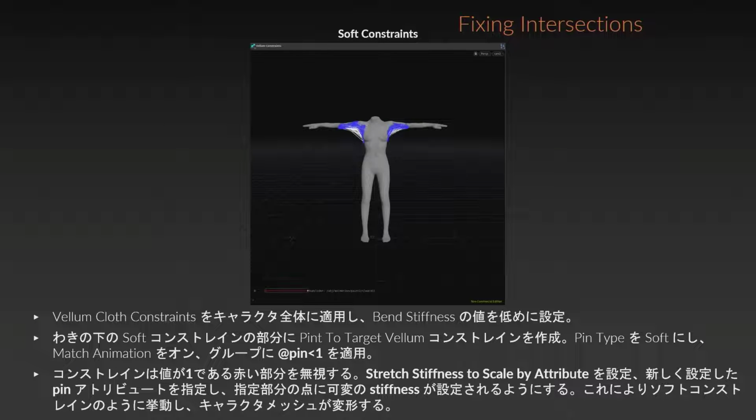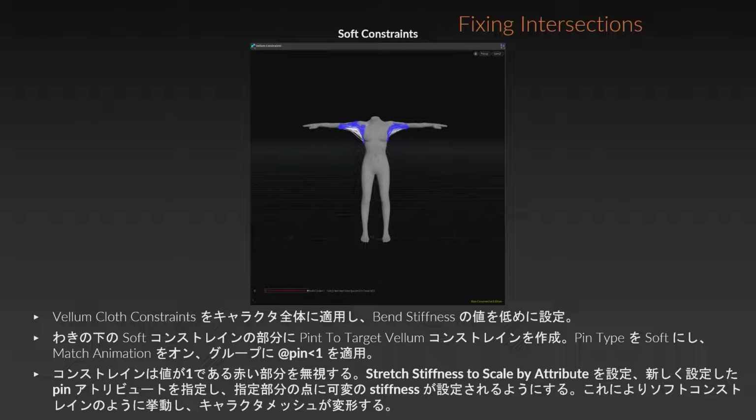So we'd create a Vellum Cloth constraints to give the entire character geometry cloth constraints, and we'd set the bend stiffness fairly low. For the soft constraints, which will be for the underarm areas, we'd create a separate pin to target Vellum constraint, and we'd set the pin type to soft and check match animation with the group set to your pin attribute less than 1.